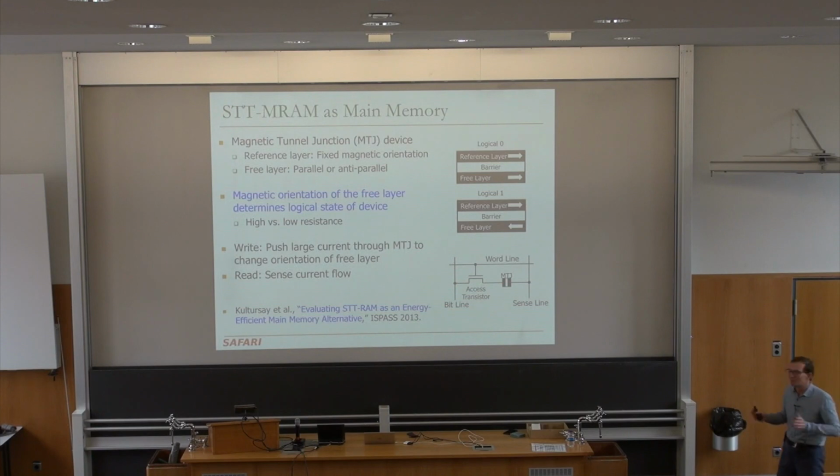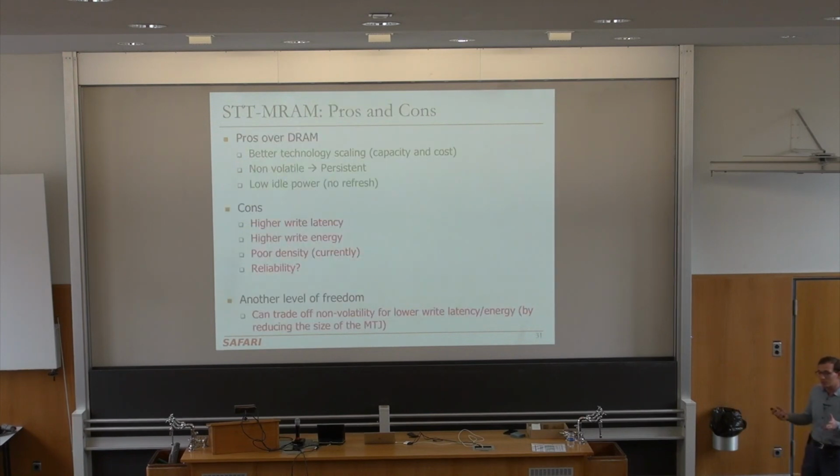Sounds good, right? It's actually very nice, I think. It's conceptually very intuitive. Basically, in order to write, you need to push large current through this magnetic tunnel junction device to change the orientation of the free layer. Of course, you need to inject enough current to change that orientation. And when you actually read, you sense the current flow. And there's a lot more detail in this paper with some references. Let's take a look at pros and cons of this technology. Pros are very similar to phase change memory. Nothing is actually different. You get better technology scaling, better capacity and cost. You have non-volatility. As a result, you can exploit persistence perhaps, and you have low idle power, no refresh penalties.